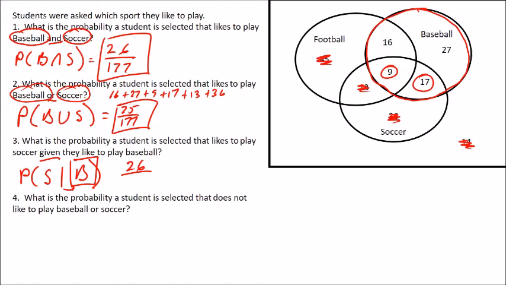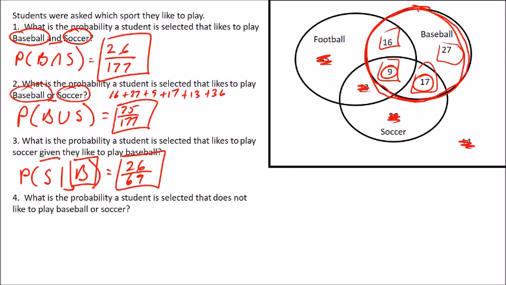For a given problem, it changes your Venn diagram, which changes your total, because again, the only thing we're looking at is that baseball circle. So our total now is going to come from the 16, the 9, the 17, and the 27, which is a total of 69 students. So our probability there would be 26 out of 69 students.